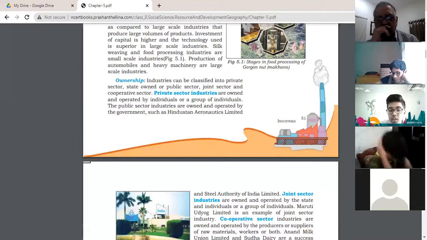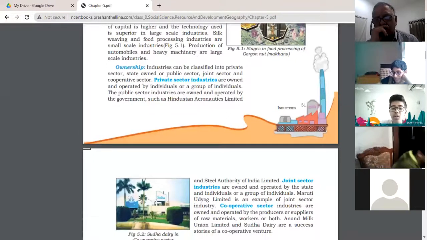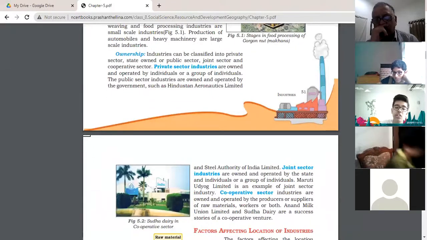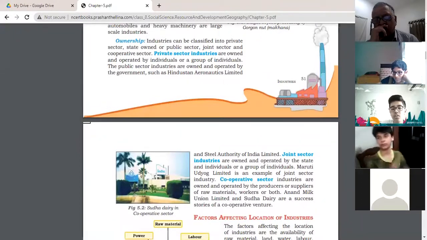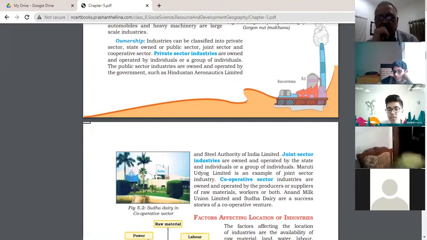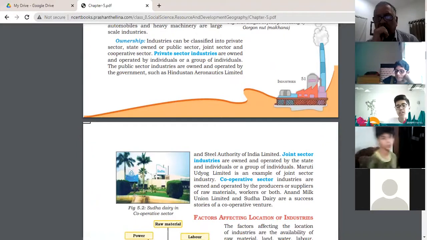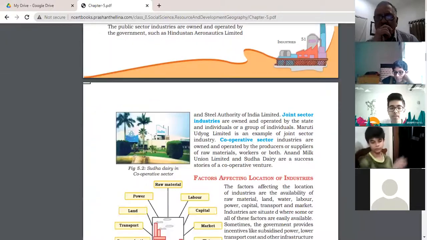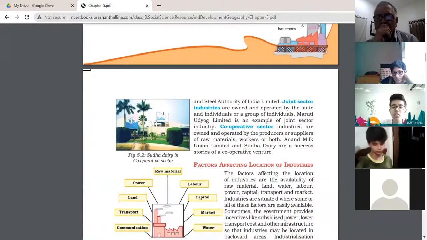And there is the joint sector industry. This is owned and operated by the state and individuals. Means the profit, everything is divided. The example given here is Maruti Udyog Limited, owned by the Indian government and also by private owners. Then the cooperative sector.